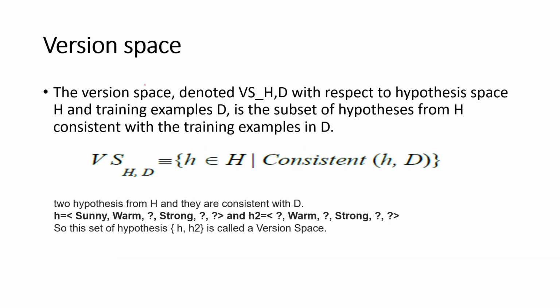Version space. The version space can be denoted as VS_H,D with respect to hypothesis space H and training example D. H is the hypothesis, D is the training example. So which is a subset of hypothesis. Subset of hypothesis. Now we'll take a small example. Let H be the hypothesis, H2 is the other hypothesis. Okay. Now which is a subset?